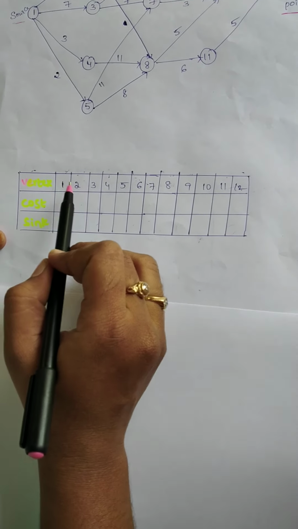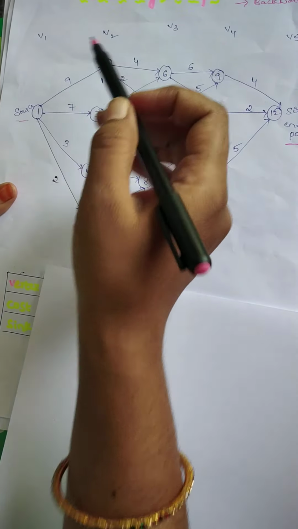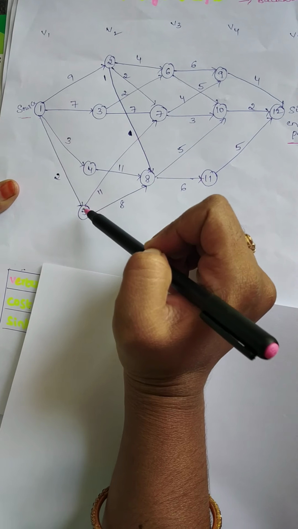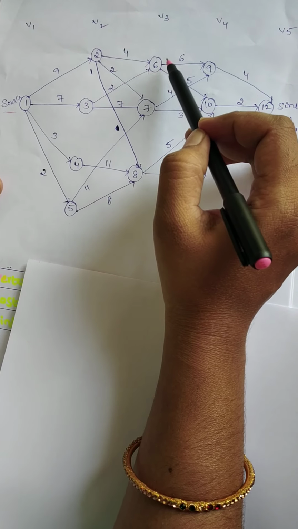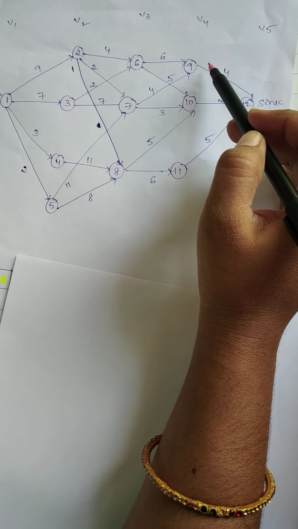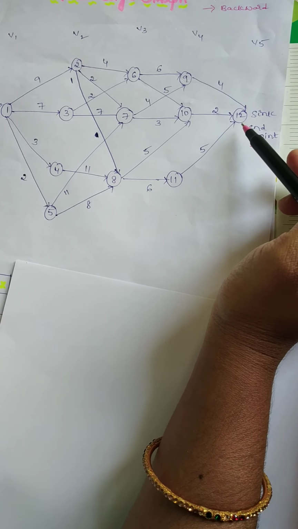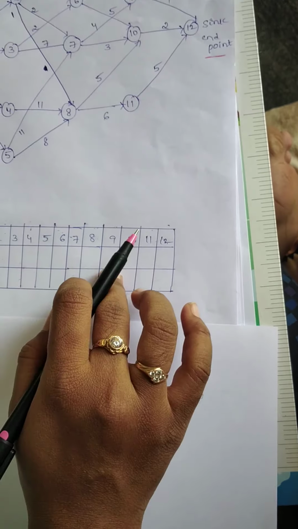So the vertices are 1 to 12. Vertex 1 is the first stage. In vertex 2 we find the values 2, 3, 4, 5. In vertex 3 we find the values 6, 7, 8. In vertex 4 we find the values 9, 10, 11. In vertex 5 we find the 12th value. These values are put in this table only.